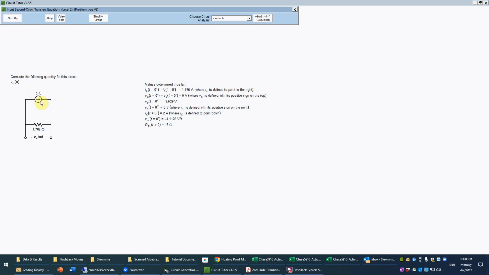So now we have basically either a single node pair or a single loop. It doesn't really matter very much. We call it a single loop.